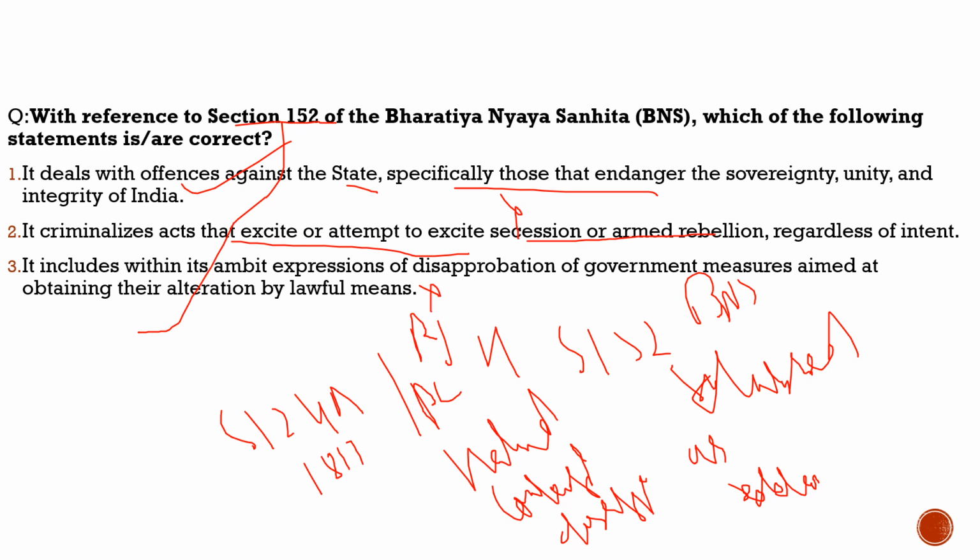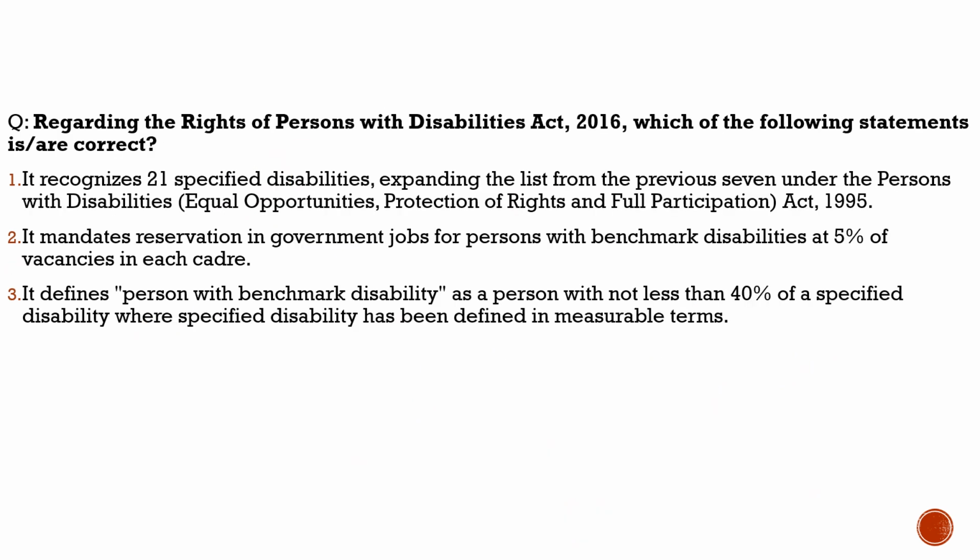Why did we bring this question? Because there was discussion that the Rajasthan High Court said this section 152 of the BNS should not be dubbed as the Sedition Act, which used to be in IPC under 124A. So with this, I hope you have understood the topic and the question itself. Now let's move to another question and try to understand that.